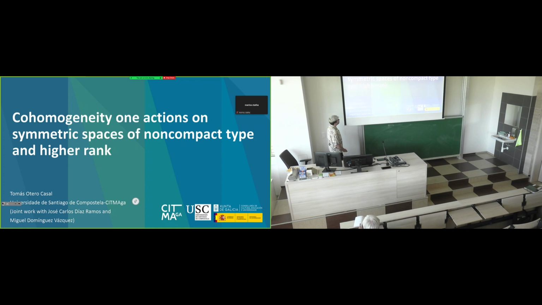As you mentioned, I'm going to be talking about the classification of cohomogeneity actions on symmetric spaces of non-compact type. In particular, about some recent work with Jose Carlos Diaz Ramos and Miguel Dominguez Vázquez, my advisors, where we searched for a procedure for classifying these cohomogeneity actions.